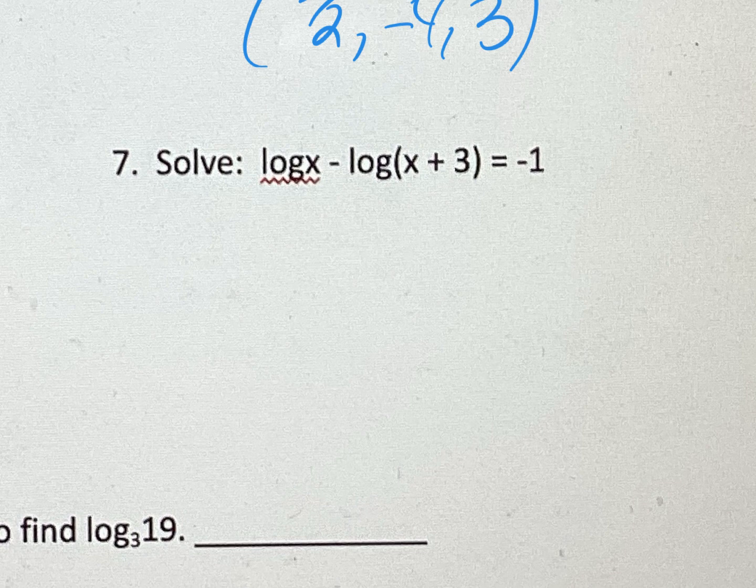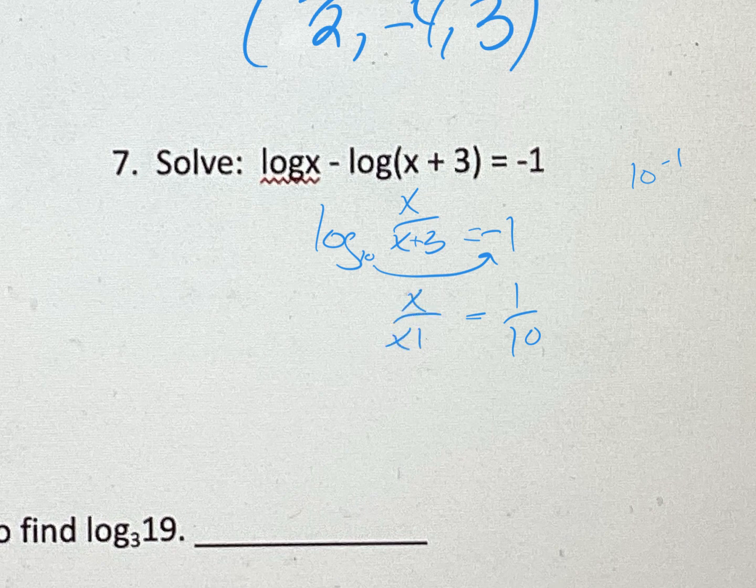Number 7, solve a log equation. Now, the log has subtraction on the left-hand side. Remember, you can't subtract logs. Instead of subtracting, you divide. So I'm going that. Now, also remember, when there's no base written, the base is 10. So I'm going to do 10 to the -1 power. And if you do 10 to the -1 power, that means you flip. Remember, negative x, when it flips, it makes it 1/10. Equals x over x plus 3.